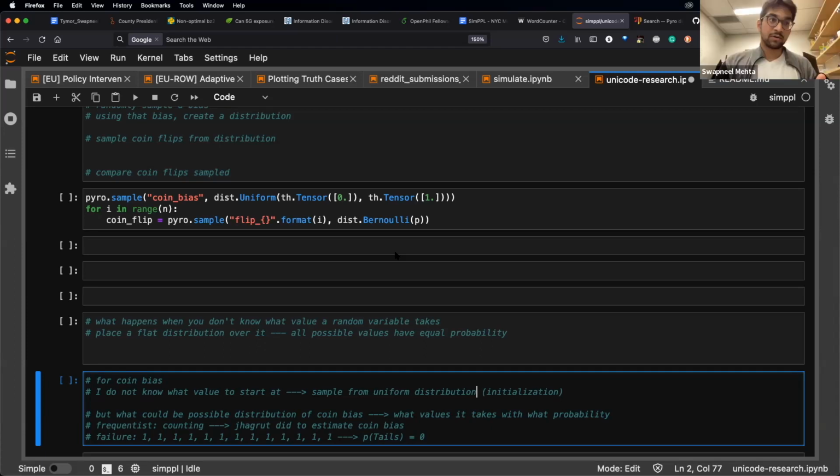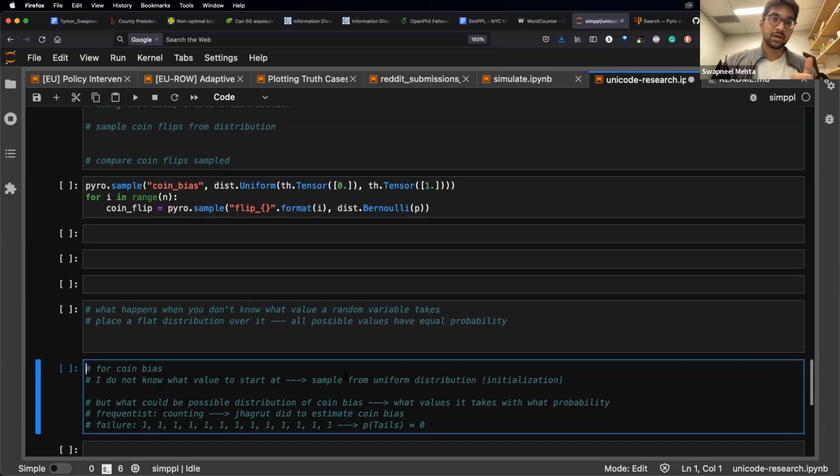So coin bias, we don't know what value to start at. So we started by just sampling a random number from all possible random numbers that it can take. Then we said, okay, but what could be the possible probability distribution? When I say distribution, I mean probability distribution over coin bias. That is what values it can take with what probability. In order to do that, that gets back to Jay's point about, okay, we need to start with some assumption of like heads is equally probable as tails.